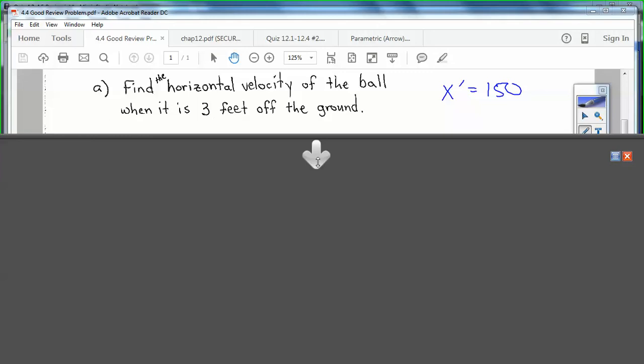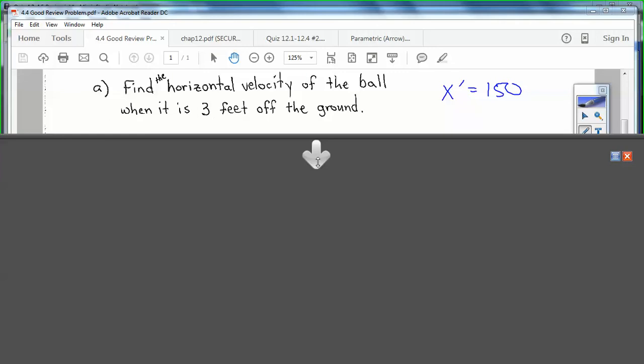It's x prime. Now, if that would have come out and had a t in it, then yeah, you'd have had to find the time when the ball was 3 feet off the ground. So let's talk about that, just in case. Maybe it wasn't quite so simple. Maybe this was a more complicated equation. You did x prime and had a t in it, and you'd want to plug a t in there. Would you plug a 3 in for t? No, that's not time.